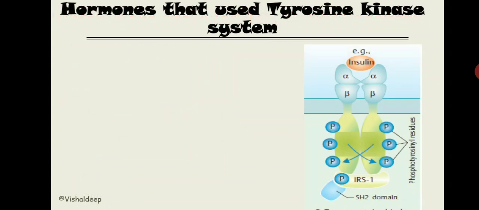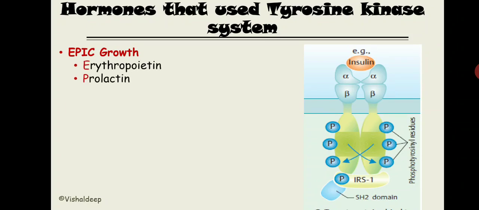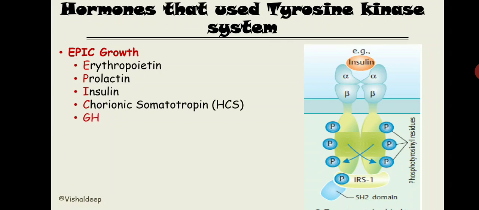Under this heading, tyrosine kinase, we include both the tyrosine kinase and the tyrosine kinase associated receptor systems. The formula that you need to remember is this one: EPIC G. E stands for erythropoietin, P stands for prolactin, I stands for insulin, C stands for chorionic somatomammotropin, and G stands for GH, growth hormone, and growth factor. And under the heading of growth factor, all the growth factors will come.